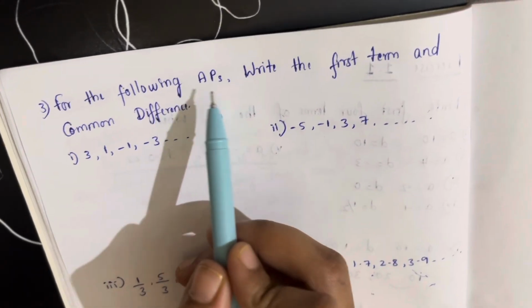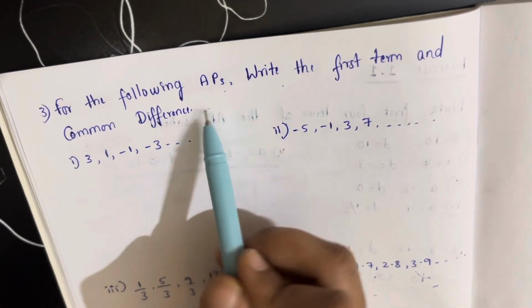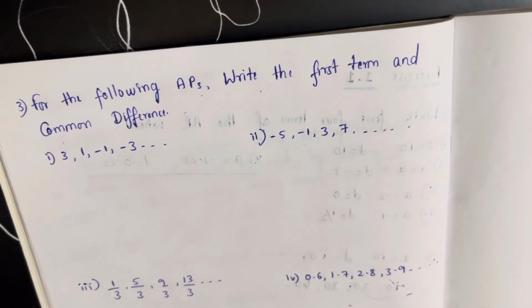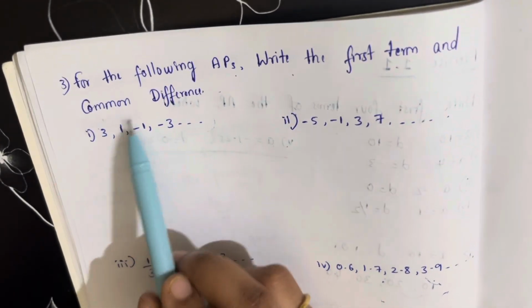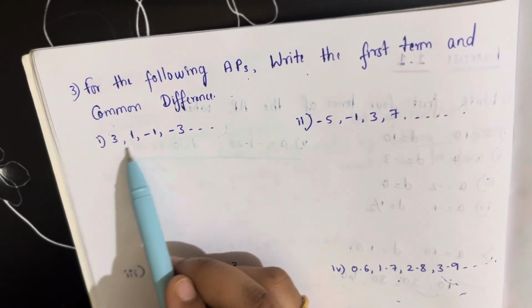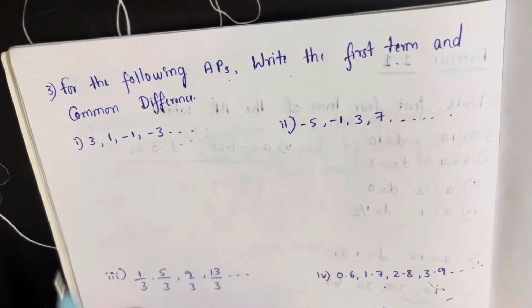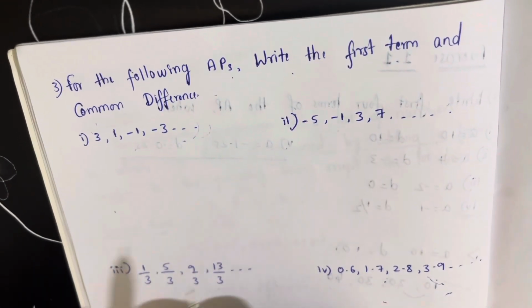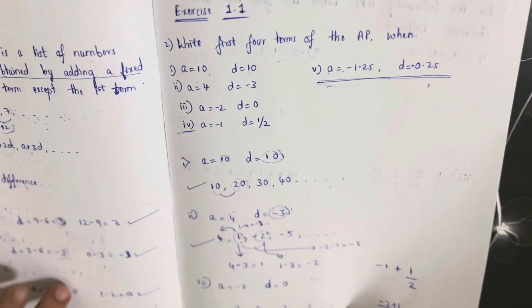For the following APs, write the first term and common difference. In the last examples, what were we doing? We were creating the arithmetic progressions by taking the first term and common difference. Here what will we be doing? They have already given the AP series for us. From this series we need to find the first term and the common difference. It will be easy. There is nothing more in this arithmetic progression.